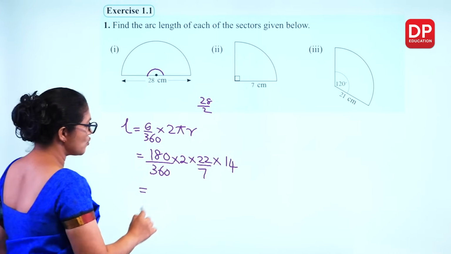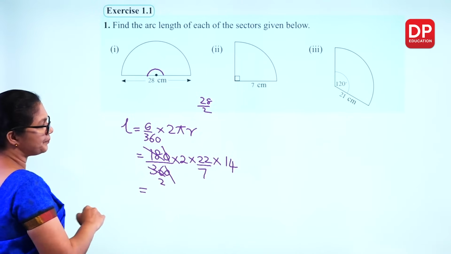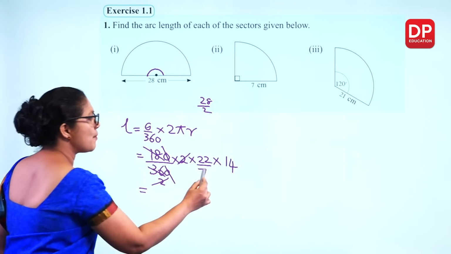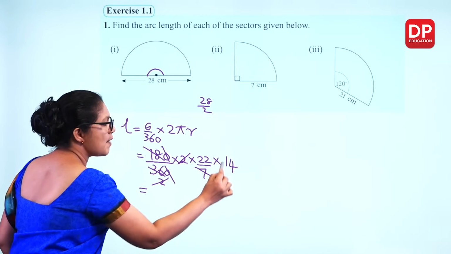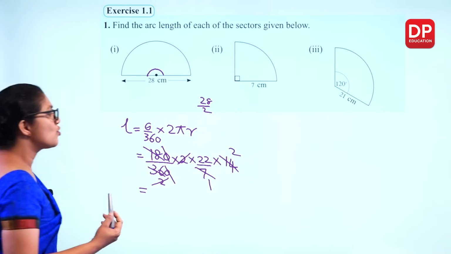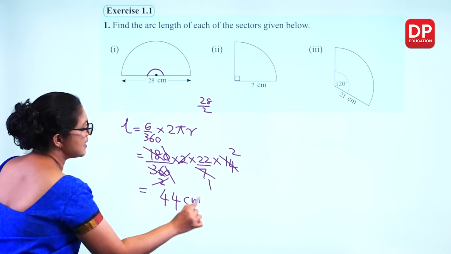So then try to simplify. This one, you get double of this one. This 2 and this 2 get cancelled out. And what about 7 and 14? 7 times 1, 7 times 2. So what's remaining? 22 times 2, you get 44 centimeters.